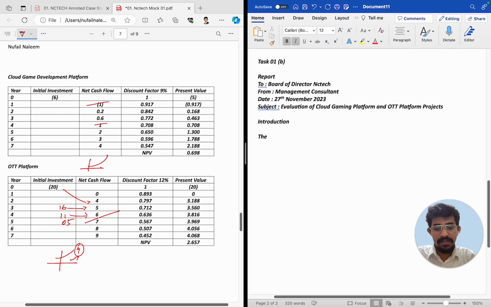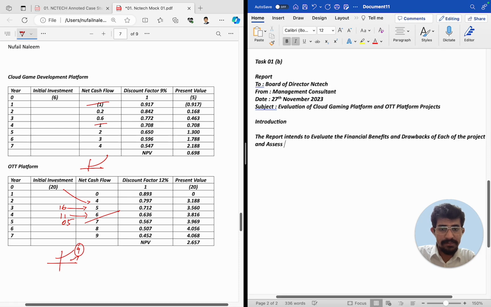So I'll write down here: the report intends to evaluate the financial benefits and drawbacks of each of the projects, and assess the non-financial considerations of each project, and recommend the suitable course of action with justification. Now students, what I can effectively guide you all in this case is, make sure your verbs are mentioned. That will give you a lot of marks, so that the examiner will be very clear that the student is writing the answer to what I have asked.